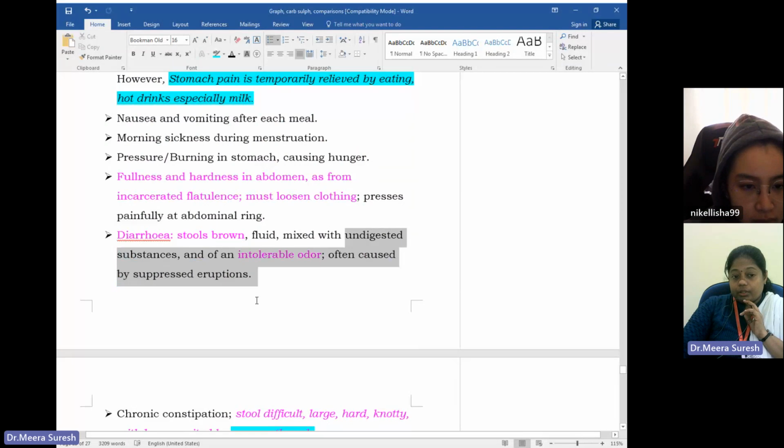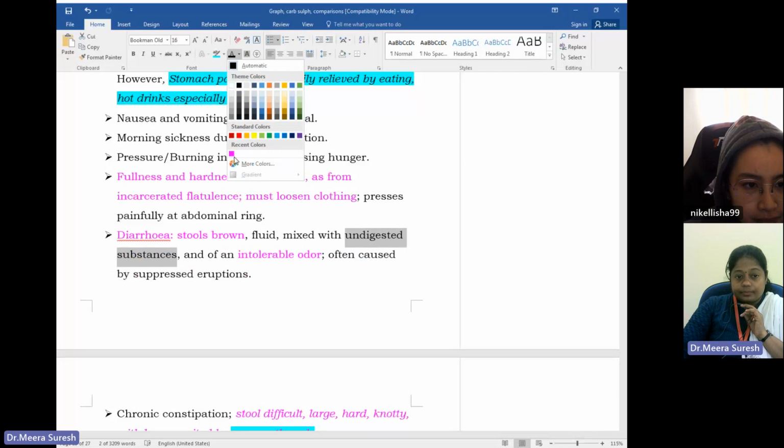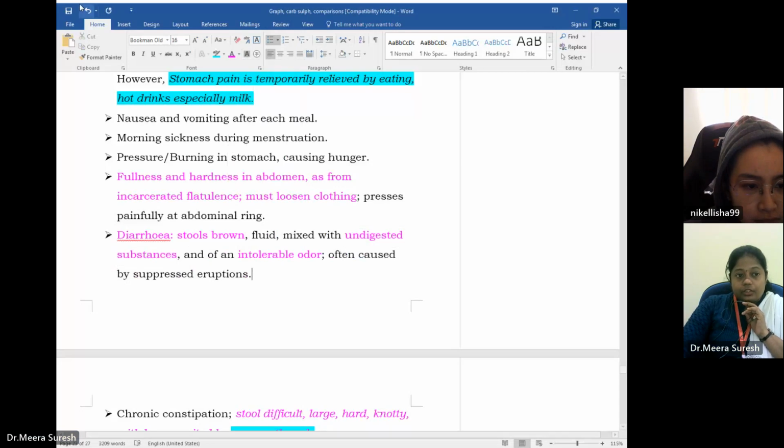Then diarrhea of graphites is important, where the stool is brown, with intolerable odor, and mixed with undigested food. This is very important in the case of graphites. All these colored terms also. And usually it is caused by suppressed eruptions.